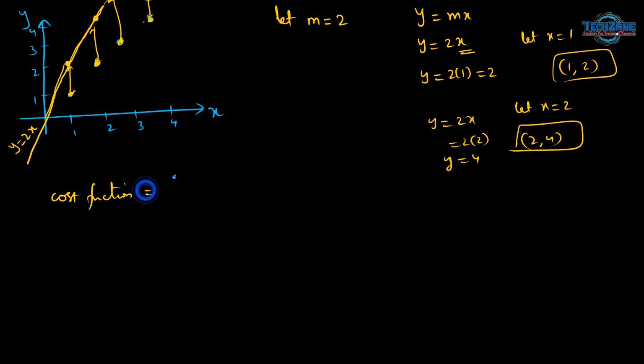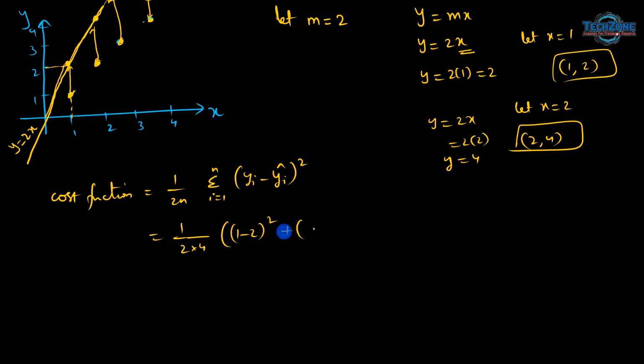Cost function here was 1 by 2n sigma i equals 1 to n, y original value minus y predicted value, whole square. So this is 1 by 2 multiplied by 4, because we have 4 points here, 4 observations. The original value is 1 here, the predicted value is 2. So it is (1 minus 2) whole square plus the original value is 2 here.